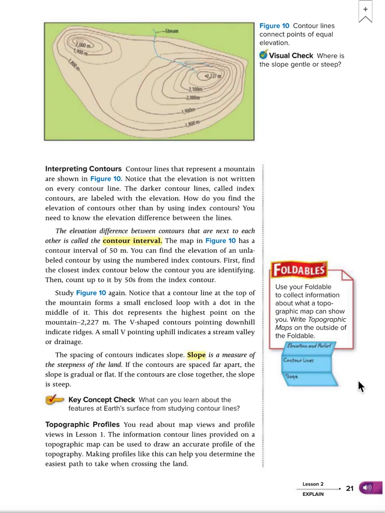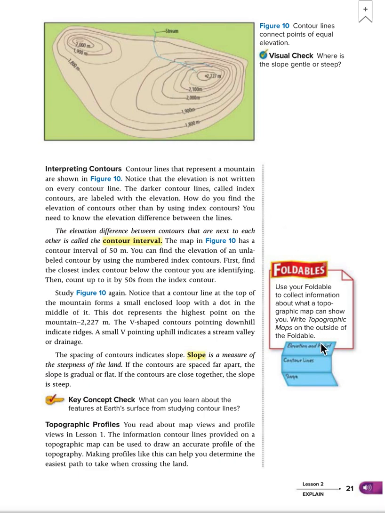So notice that a contour line at the top of the mountain forms a small enclosed loop, okay? With a dot in the middle of it, right here. This dot represents the highest point of the mountain, 2,227 meters, right here. The V-shaped contours pointing downhill indicate ridges, so that's here. And a small V pointing uphill indicates a stream, valley, or drainage, so that's here.